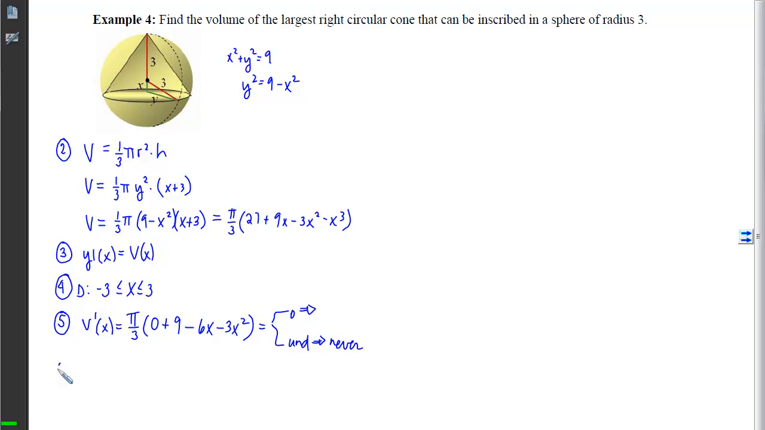Once we've done that, then we're ready to do step 6, which is to sketch that sign chart for V prime. V prime, its domain goes from negative 3 to 3, and we're looking for critical values. So now I'd like you to go to your calculator, put V into y1, and put V prime into y2. Then set your domain, set your window, and then turn the video back on.